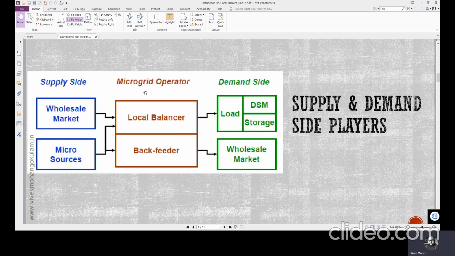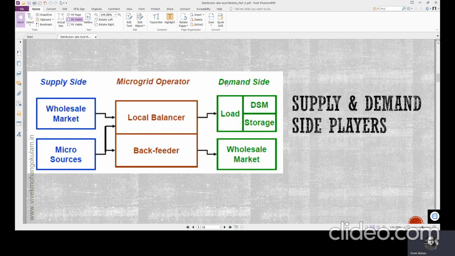So the microgrid operator takes the role of local balancer as well as the backfeeder. Backfeeder in the sense, if there is excess generation inside the microgrid compared to the local load, then that can be sold to the grid or pumped to the grid. So microgrid operator acts as a backfeeder also. He acts as a local balancer also. Local generation demand balance is also taken care of by the microgrid operator.